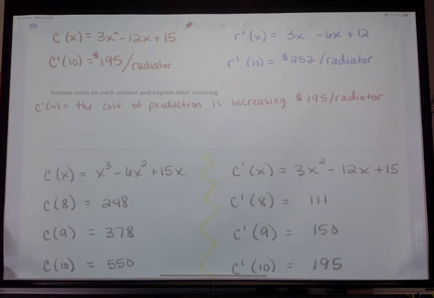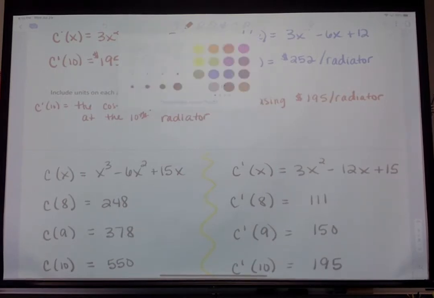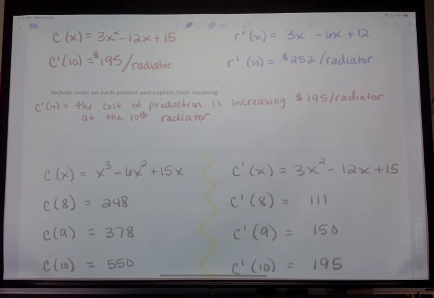All the time? No. At the 10th radiator. And R prime of 10 means the revenue is increasing $252 per radiator at the 10th radiator.